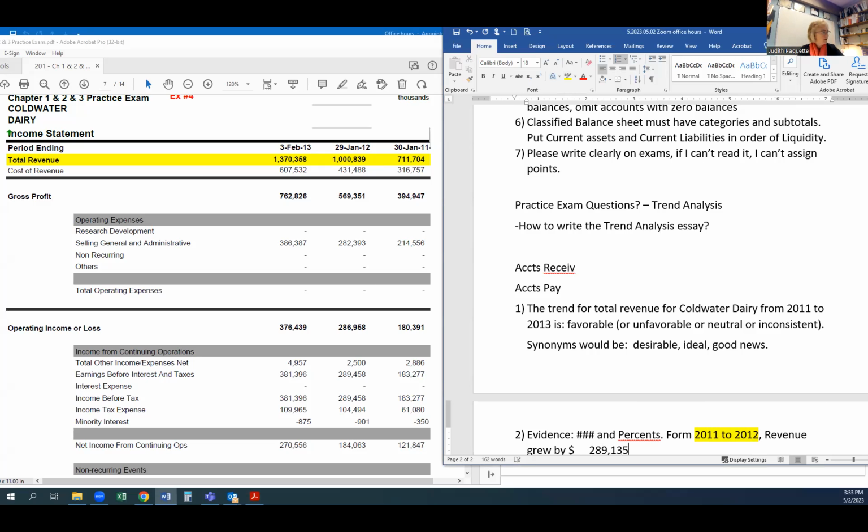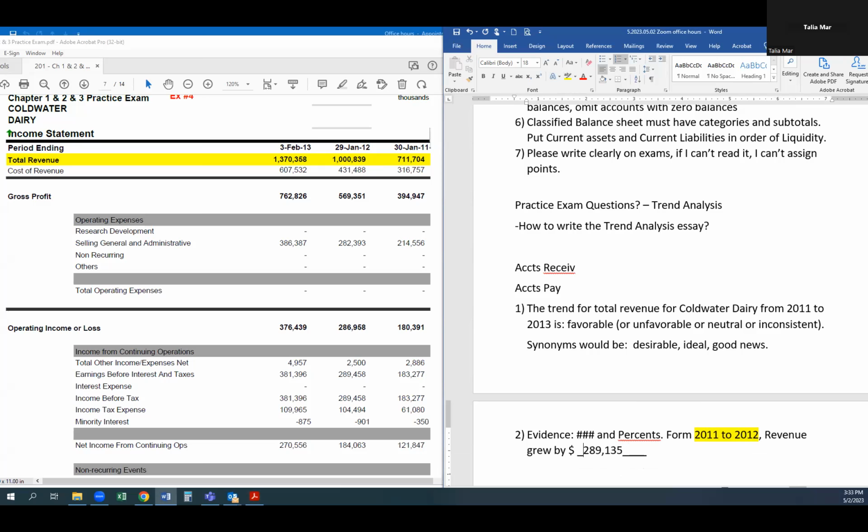289,135. Now, can we do percents or exact numbers, or do you want both? I want both. And then you'd say, or by, and how do we calculate the percent? We would put the percent on the right side, and the calculation would be 289,135 divided by 711,704.